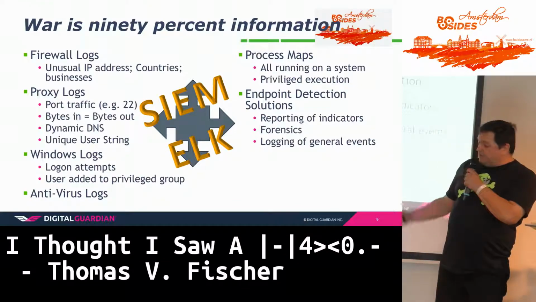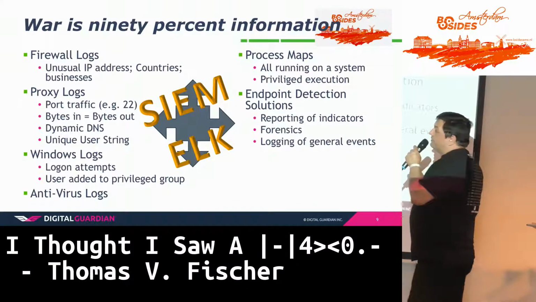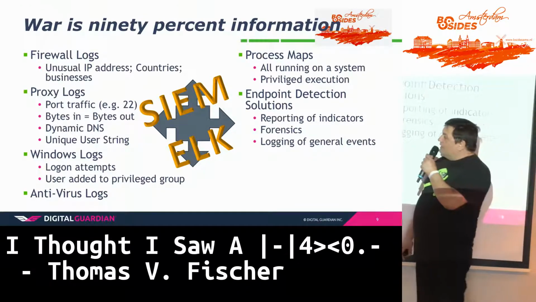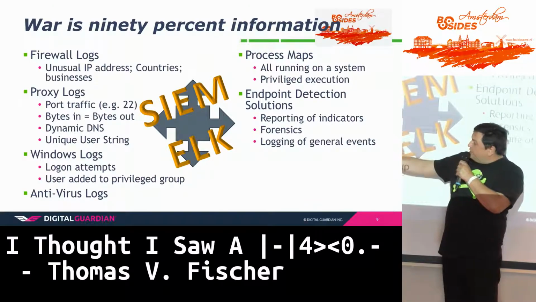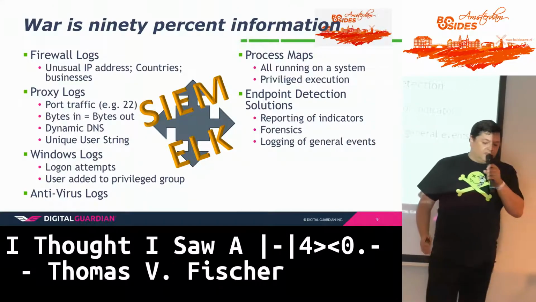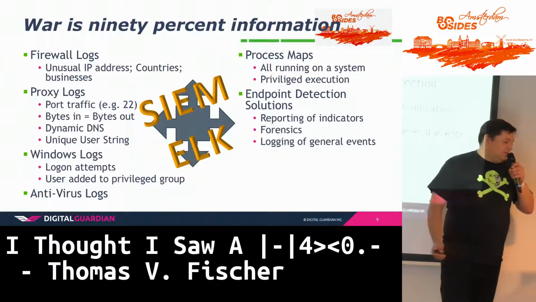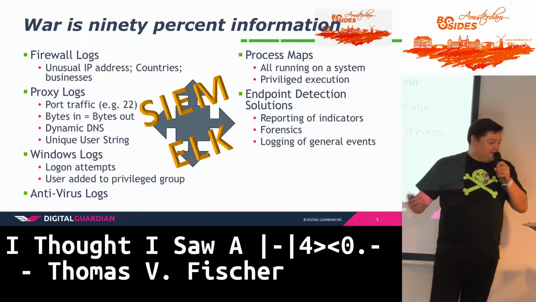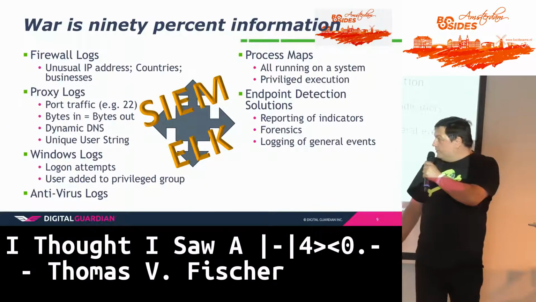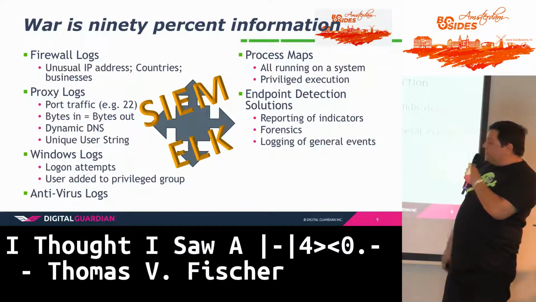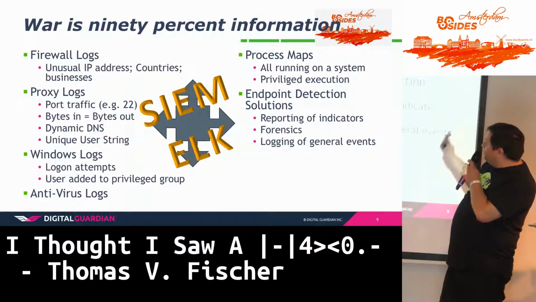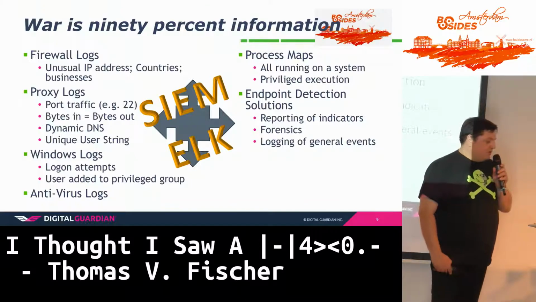So typically what we see is firewall logs. What you're looking for in firewall logs is unusual IP addresses, countries, businesses. Proxy logs are really interesting. Are you seeing the right traffic in your proxy? Do you see bytes in equal to bytes out? That's a really interesting one to look for, because bytes in equal to bytes out means there's something going on. If you don't understand why that is interesting, come see me afterwards and I'll explain it. Also dynamic DNS, unique user strings, Windows logon attempts, user additions to privilege groups. Antivirus logs are useful. Process maps, all running systems, privilege escalations, and some of your endpoint detection solutions.